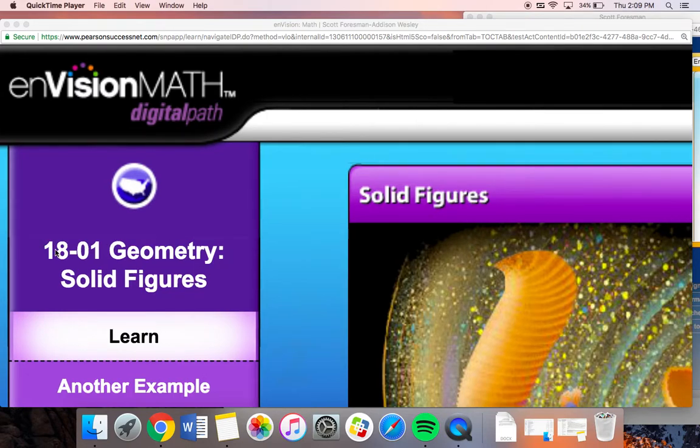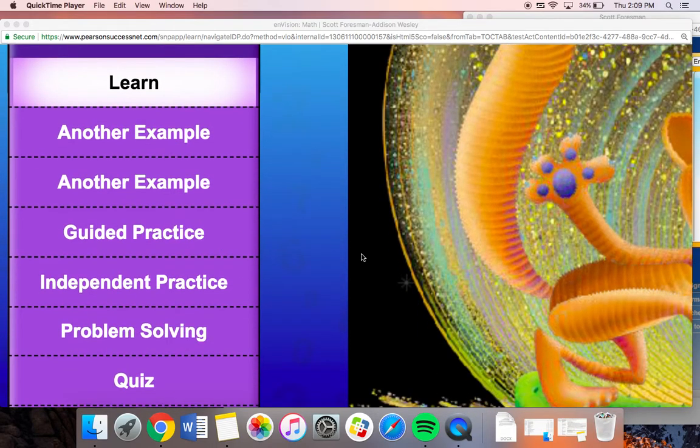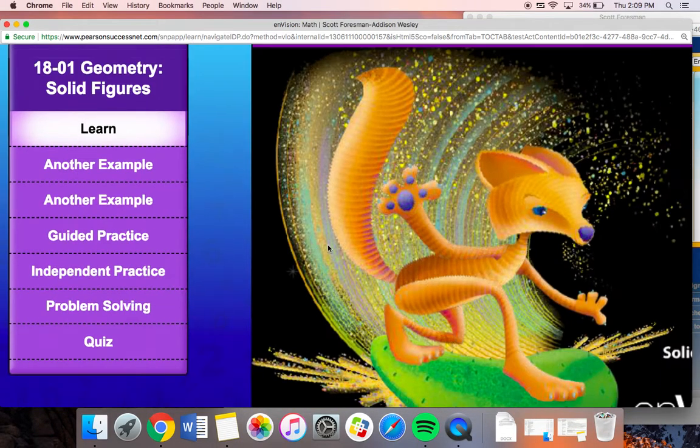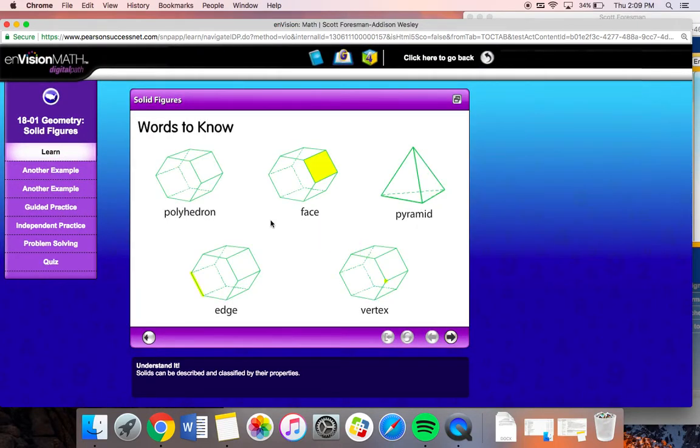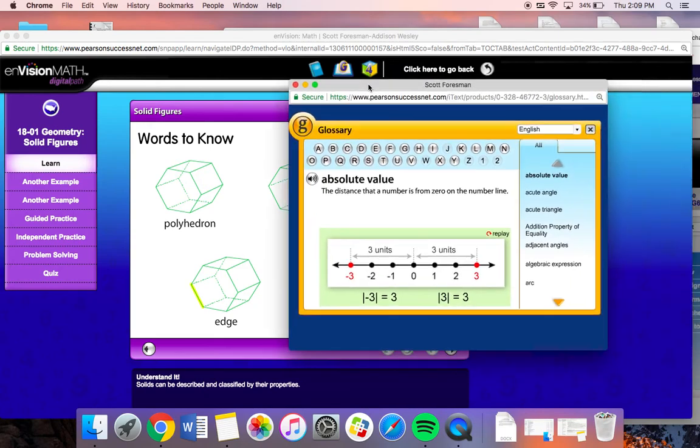This time we're doing 18.1 Geometry, Solid Figures. Now on this lesson, we're going to start with 5 vocab words. Those are polyhedron, face, pyramid, edge, and vertex. I'm going to show you the glossary for each one.